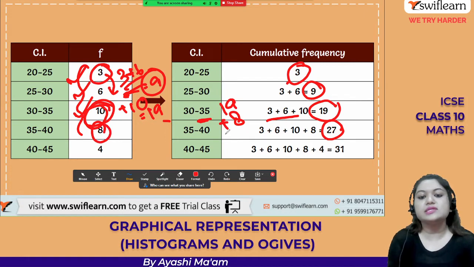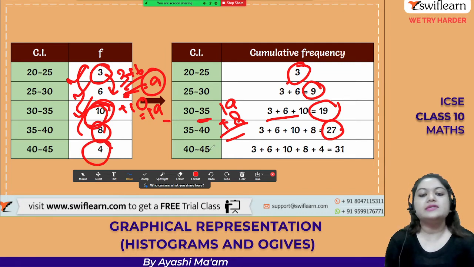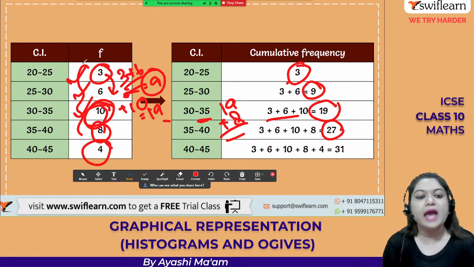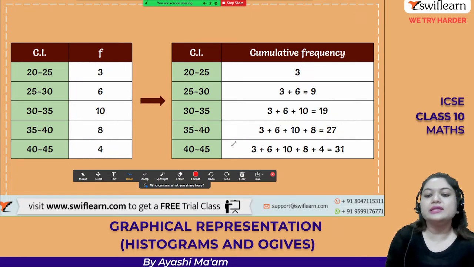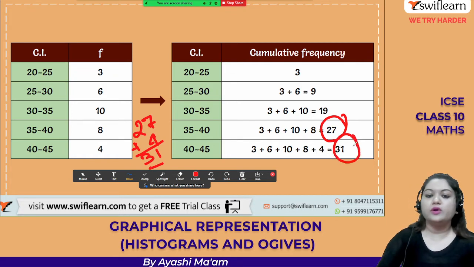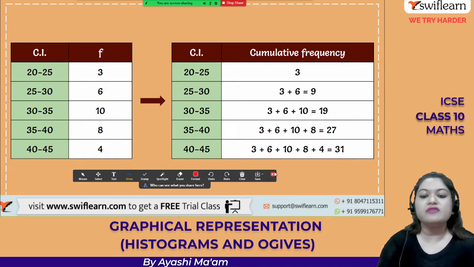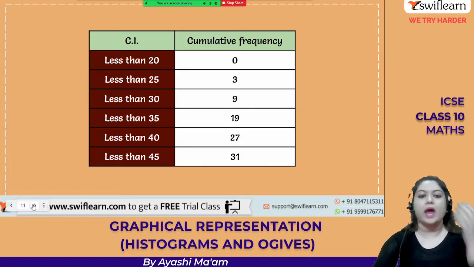Okay, this is from the fourth class interval, and that's how we are getting 27. And for the fifth one, it is 4. That means we will be adding all these: 3 plus 6 plus 10 plus 8 plus 4. And we know that till this we had 27, so you can simply do 27 plus 4. That is going to give you 31. Okay, understood? So this is very, very easy. Take your new data and simply add it with the previous one.